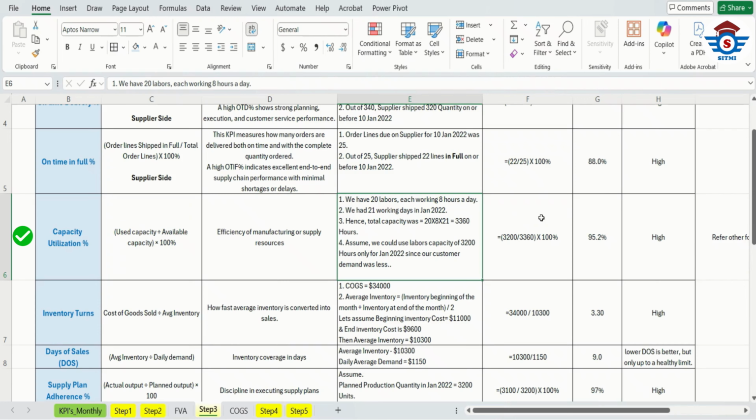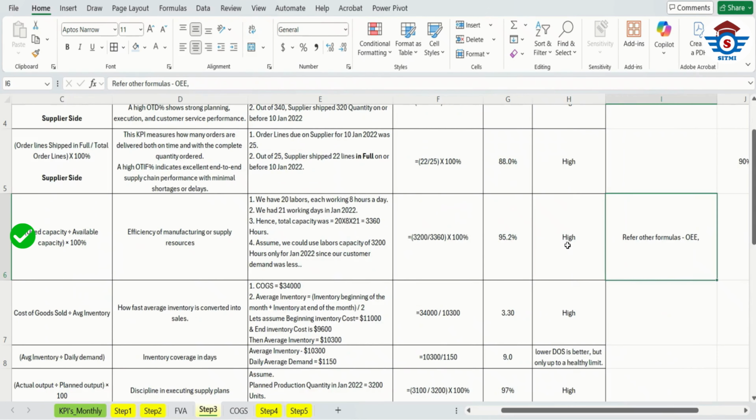Now, let's assume that we could only use the labor capacity of around 3,200 hours throughout the month. This may be because our demand was less in that particular month. When we put these numbers in our formula, it tells us that the capacity utilization is only 95.2%. For better business planning, having more capacity utilization represents a better condition of business. So simply, this metric tells about the efficiency of our supply planning resources.